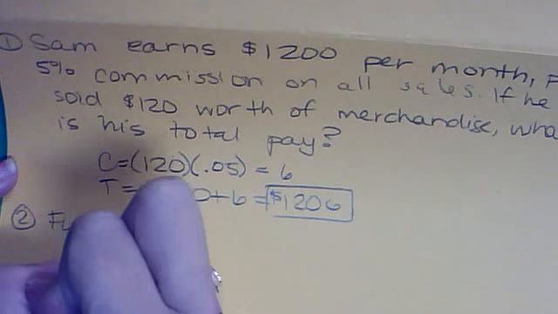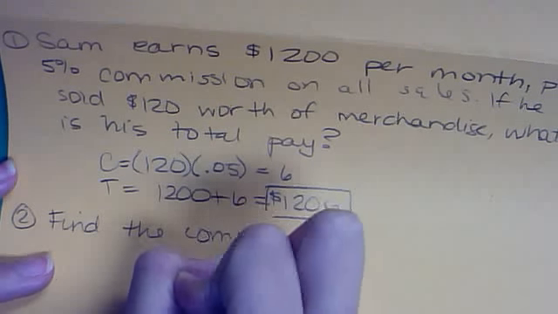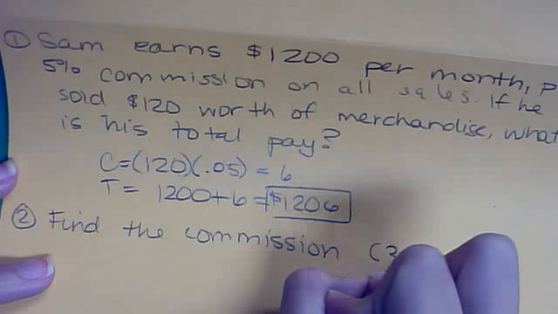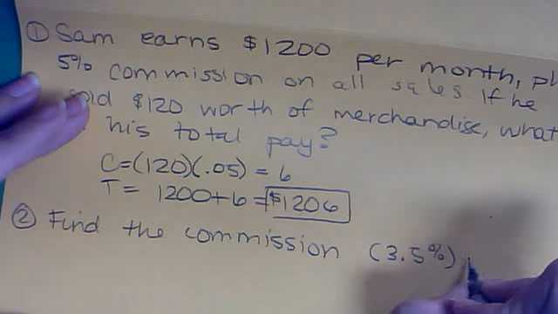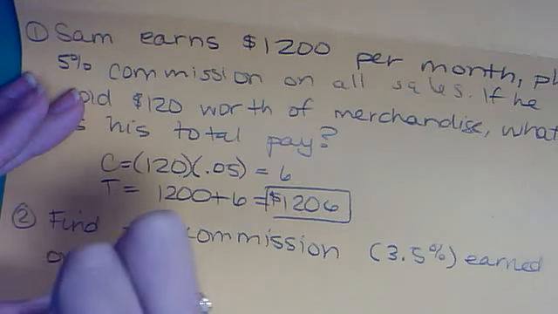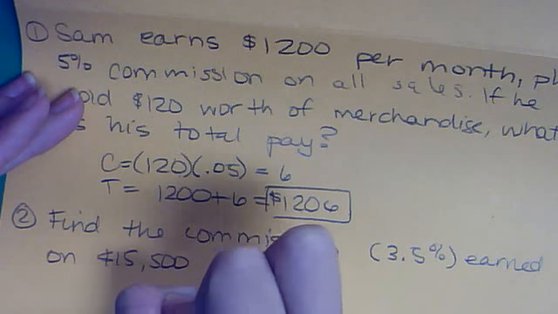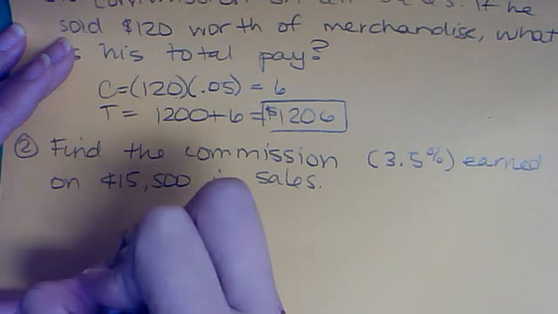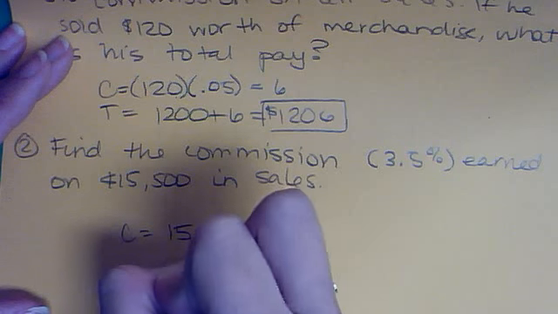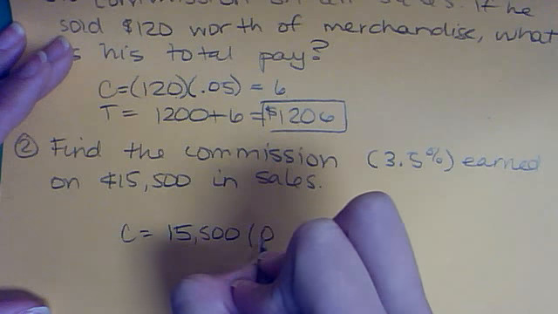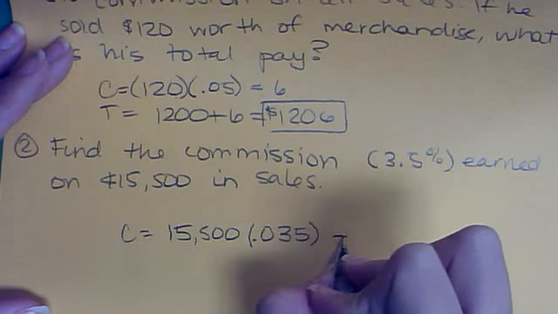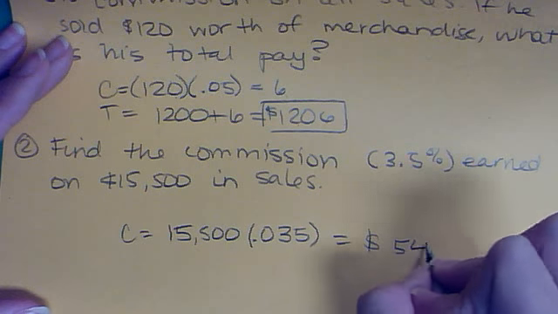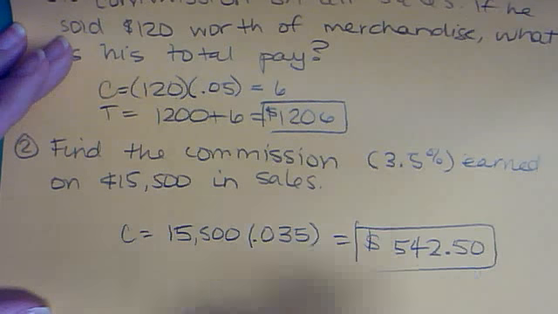Number 2, find the commission at 3.5% earned on $15,500 in sales. So this person sold a little bit more, a higher ticket item. If we multiply that to get the commission, we get 15,500 times the percent, which is 0.035. Move it over 2 places. And the commission for that would be $542.50 total commission.